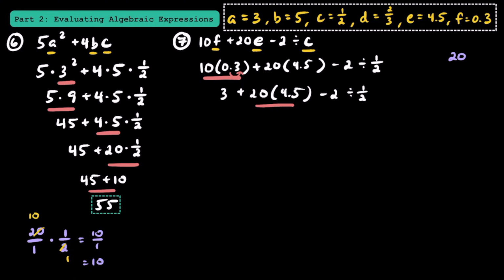Just in case you need to see it, I'm going to multiply this on the side, 20 times 4.5. 5 times 0 is 0, 5 times 2 is going to be 10.